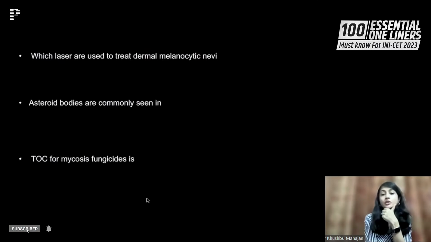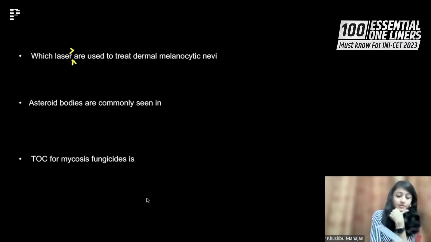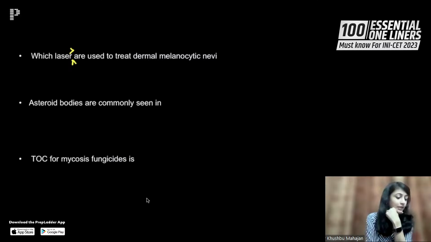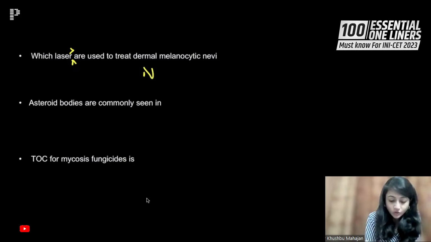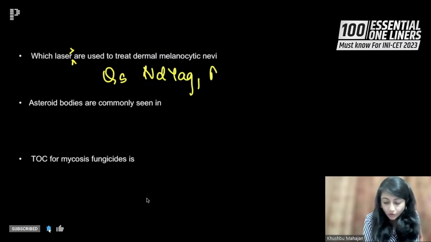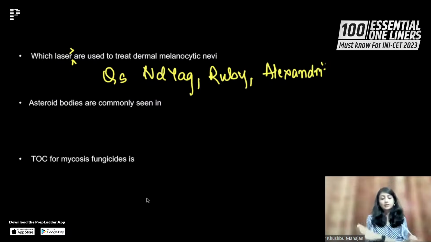Which lasers are used to treat dermal melanocytic nevi? Which lasers do you use to treat dermal melanocytic nevi? It is X-linked dominant and not autosomal dominant. Remember that. Absolutely right. So you can use either Q-switched Nd:YAG or ruby laser or alexandrite laser. All of this is correct.